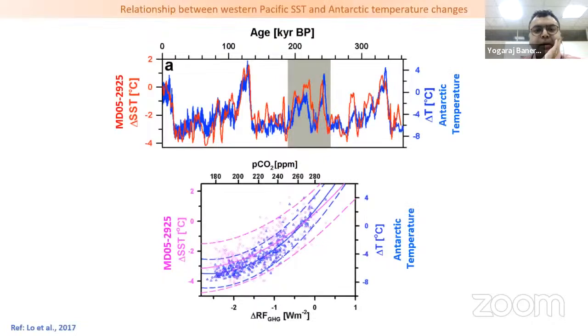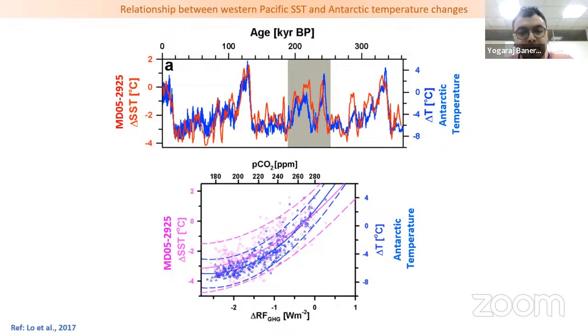The next part is a comparison of the SST anomaly with respect to the modern, and how much we are getting for the reconstructed SST that has been plotted here as a red line, and the temperature anomaly that has been reconstructed for the Antarctic region. If we see panel A, we will be able to understand that both patterns go very similar with each other.